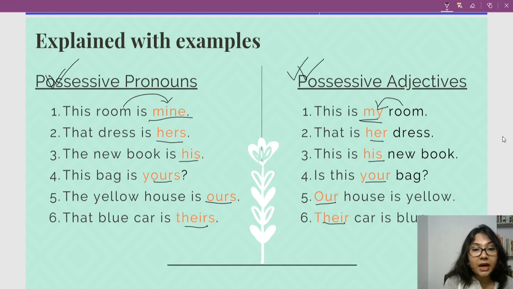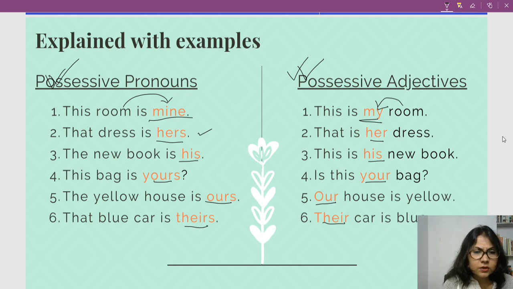This room is mine, showing the possession, belonging. But when I'm saying my room, it again becomes a possessive adjective. That dress is hers, showing possession, possessive pronoun. That is her dress, showing possession, but possessive adjective. The new book is his, possessive pronoun. This is his new book.